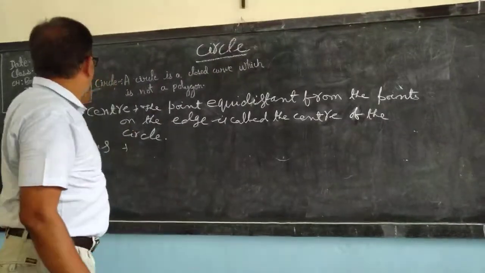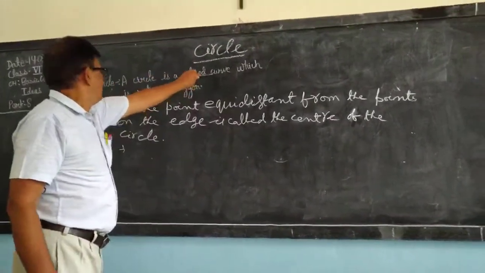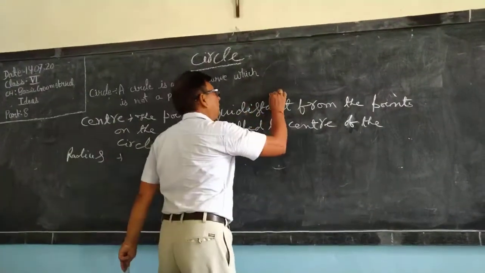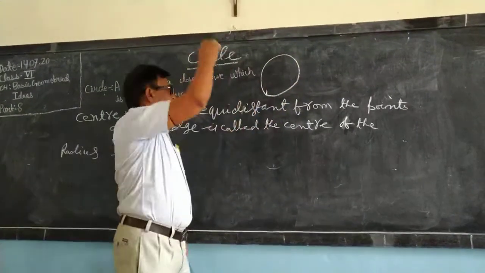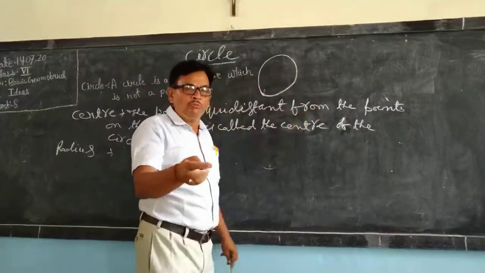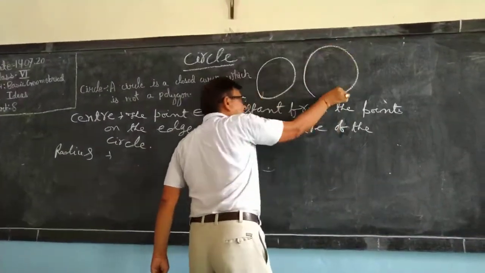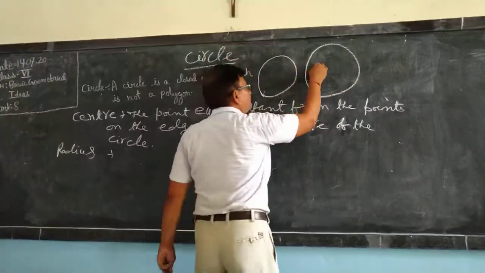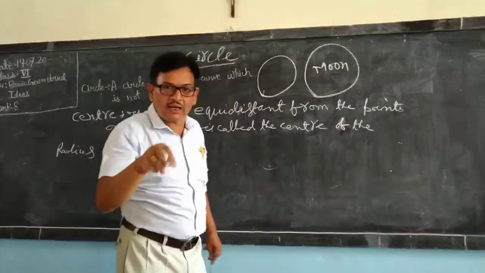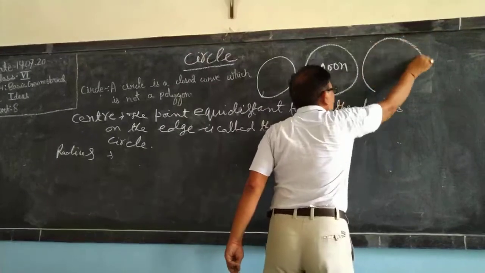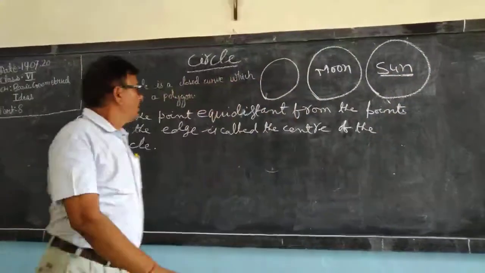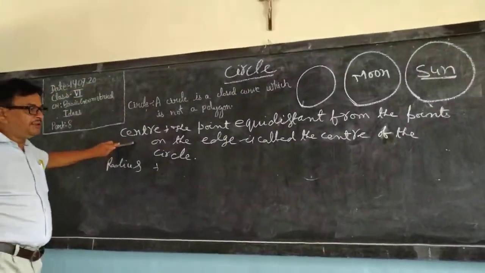What is a circle? A circle is a closed curve which is not a polygon. See this one. It is a closed simple curve. Now this is a circle. Full moon. You have seen the moon. This is also an example of a circle. Sun, have you seen the sun in the morning? It is also an example of a circle.